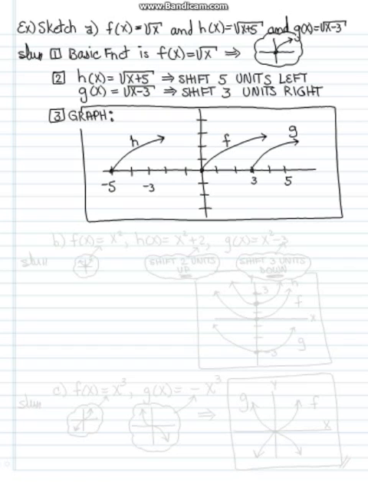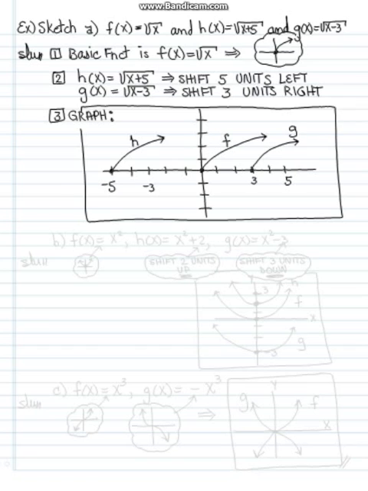So you see, go back and examine the definition of the h, f, and g function, the f being the basic function, and see how the variation, adding 5 to the evaluation of the function for h of x made us shift to the left. Subtracting 3 from the x values where we're evaluating the function for function g made us shift 3 units to the right. Okay, let's go on to the next part.